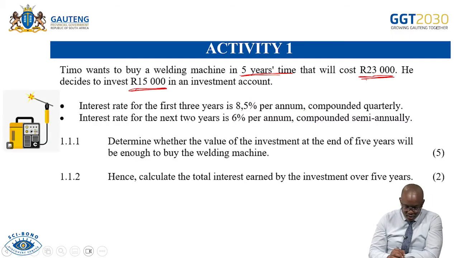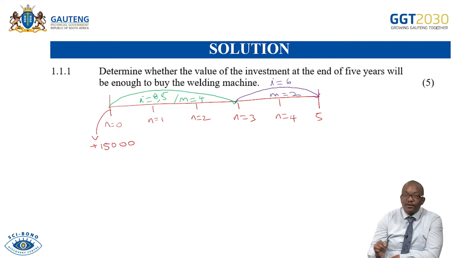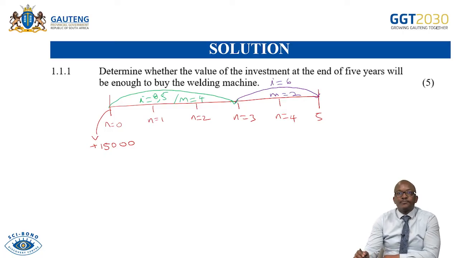So now the second bullet says the interest for the next 2 years now is changed to 6% per annum, compounded semi-annually. Remember, quarterly is 4, semi-annually it means is 2. So now it means from the 3rd year to the 5th year, the interest changed to 6% and it was compounded semi-annually, which is 2.